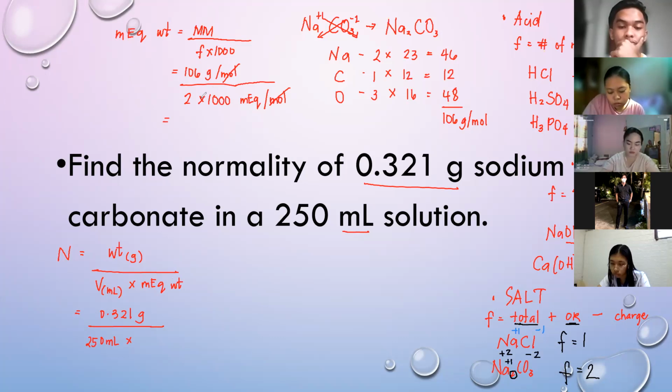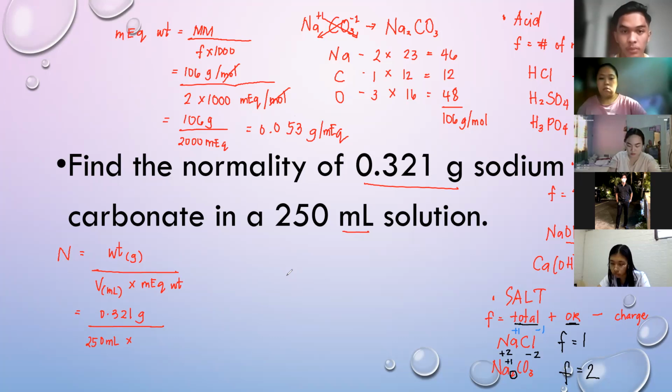Okay? Now, this is 106 grams divided by 2,000 MEQ. Kinancel na natin yung mole. So, anong sagot here? 106 divided by 2,000. This is 0.053 grams per MEQ. So, meron na tayong milli-equivalent weight class. We can proceed now in the computation of normality.